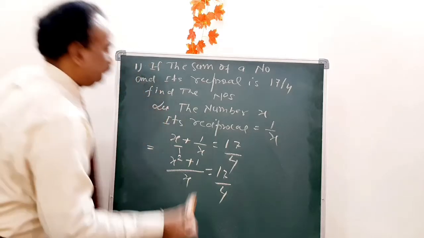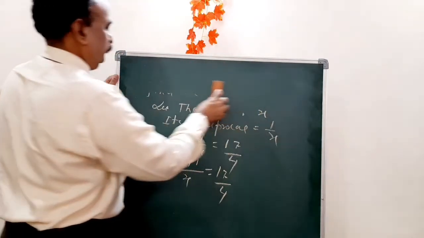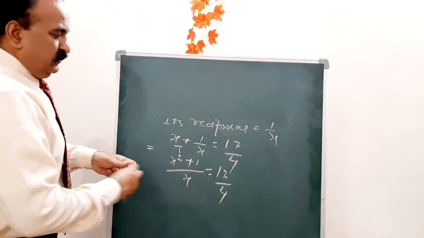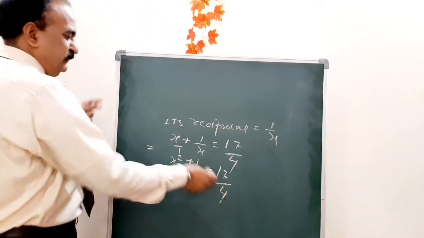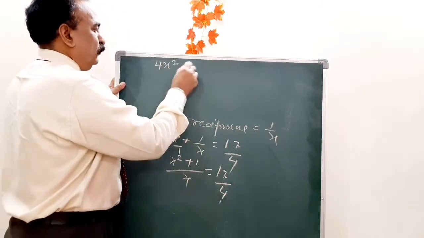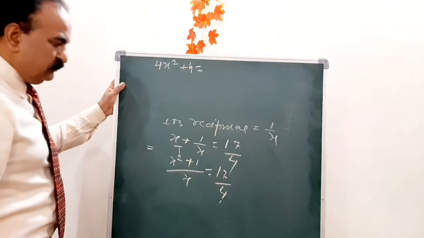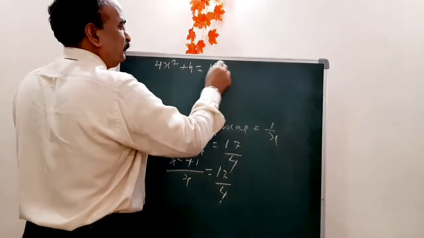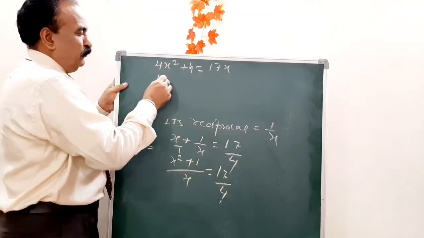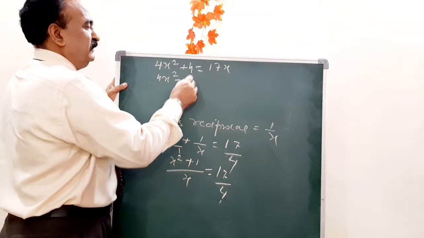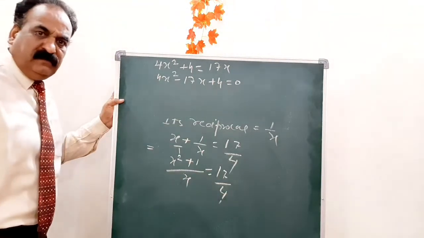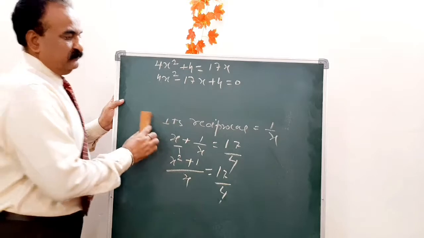Now do the cross multiplication. 4 into x square, 4x square plus 4 is equal to 17 into x, 17x. Now transfer 17x here. So 4x square minus 17x plus 4 equal to 0. Okay. Now see how to solve the question.